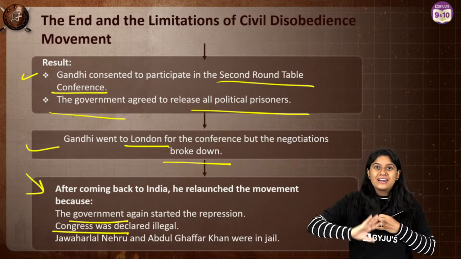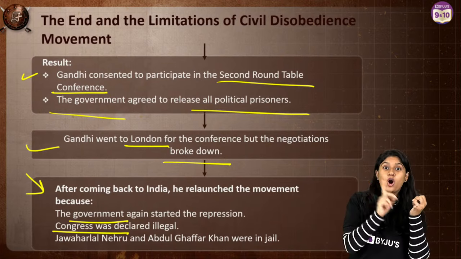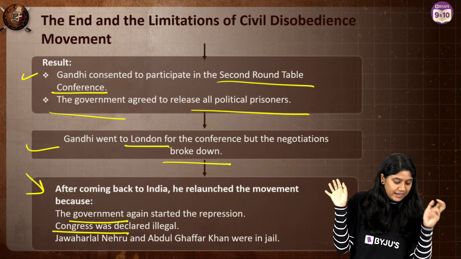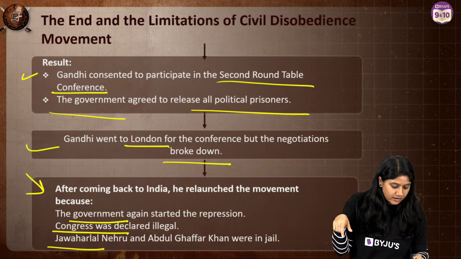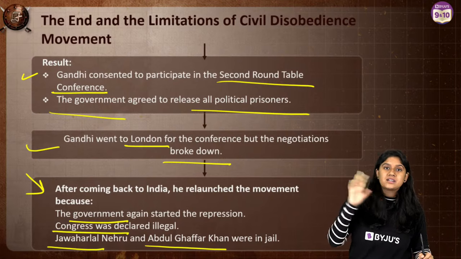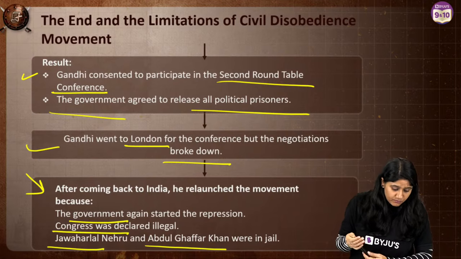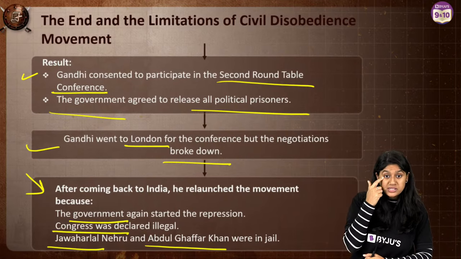In the midst of all of that, the British government at that time declared Congress illegal. And Jawaharlal Nehru and Abdul Ghaffar Khan were sent again to jail.